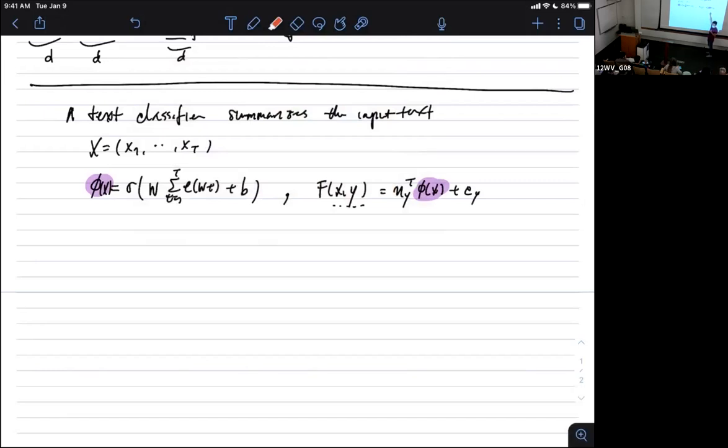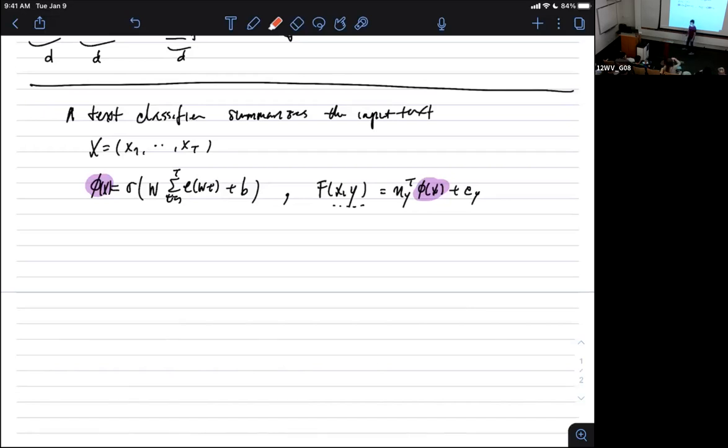So phi of x is the input to this score function. And this phi of x is always turning the input sequence, which can be very long or very short, into a fixed dimensional vector.